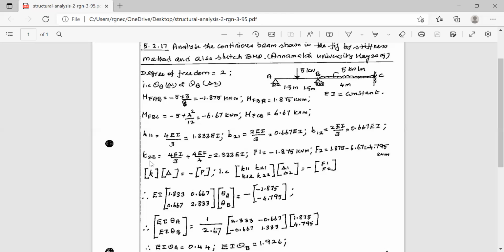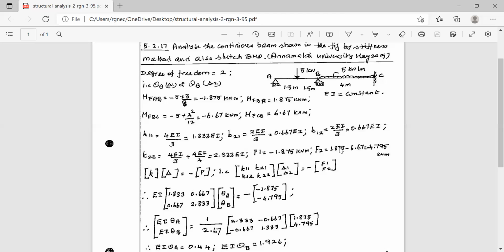Now you are applying rotation at 2 and calculating the moment induced at 2. That means near side moment. Near side moment means 4EI by L. So for the span AB, you have 4EI by L, that is 4EI by 3. And for the other span, you have 4EI by L, that is 4EI by 4. Both the moments you have to add, and this is the value.